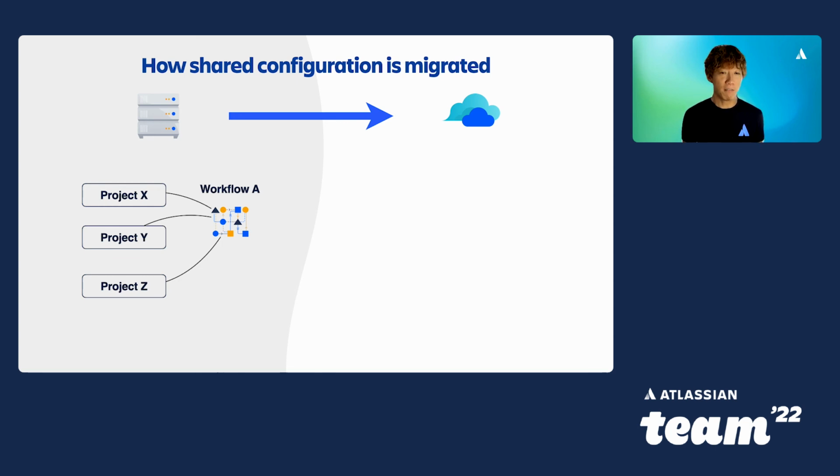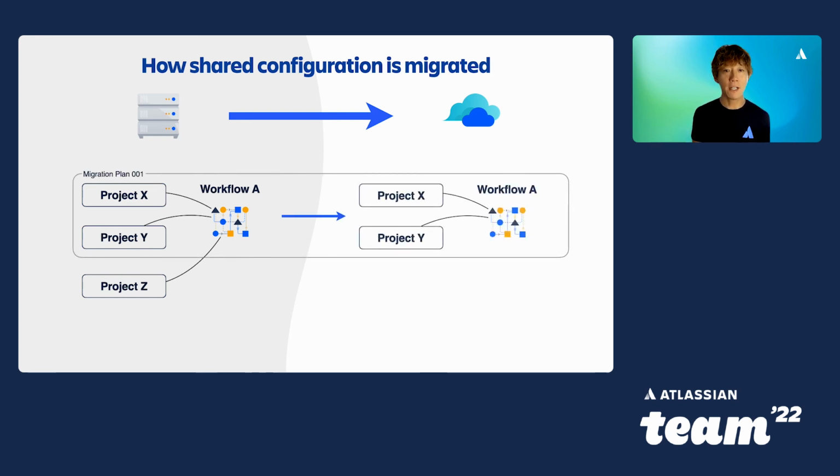So it's common to have projects sharing a configuration scheme such as a workflow. And so what happens is when you select some projects to migrate, again, with the demo I've given you, the cloud migration assistant will figure out what those projects need to function in cloud in a similar way to the source. And so here it'll migrate the workflow.